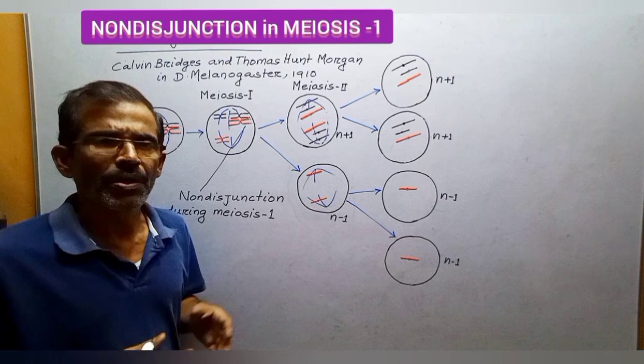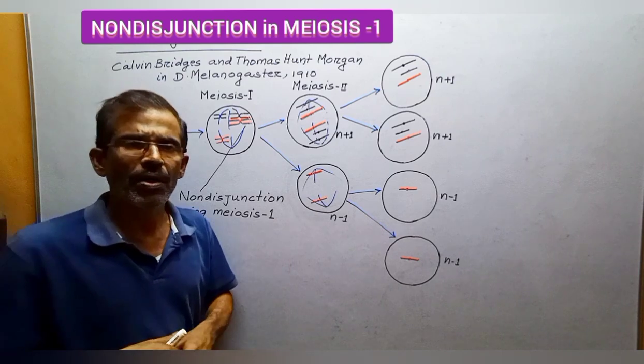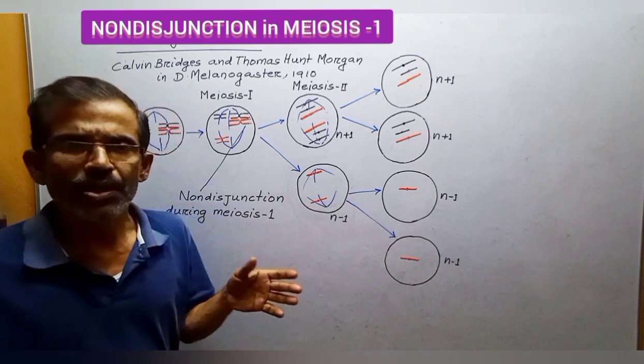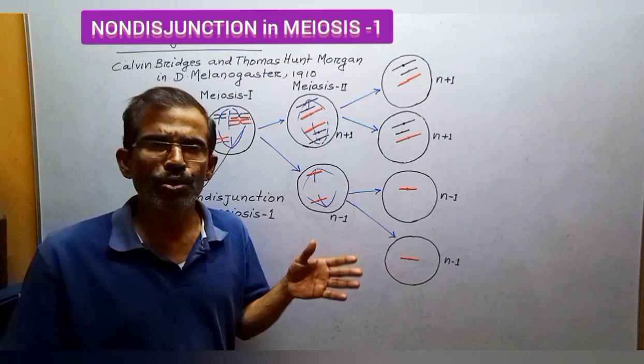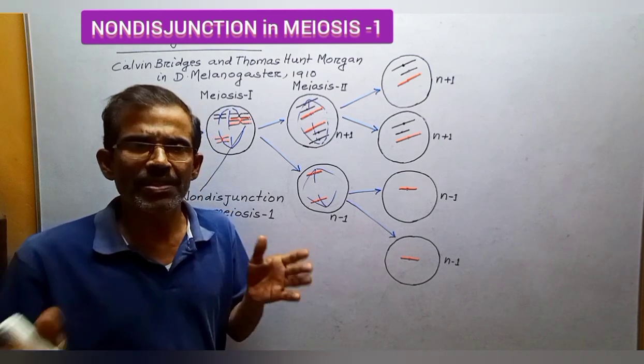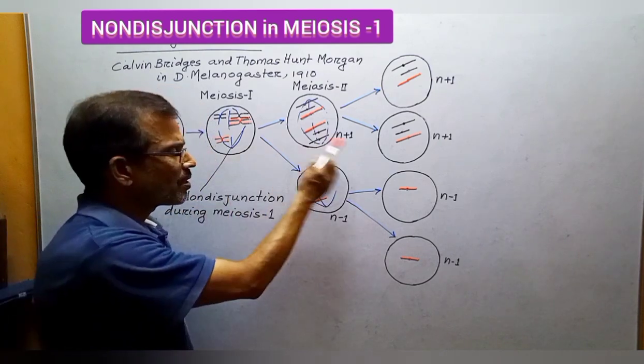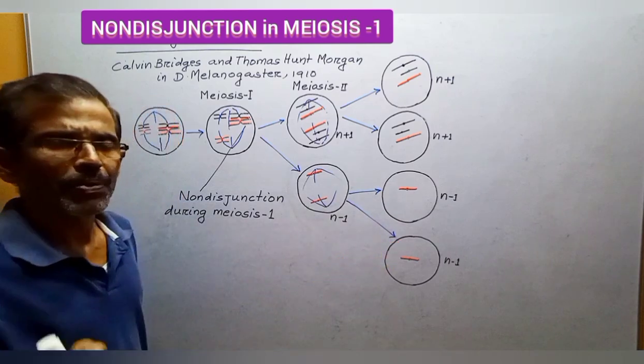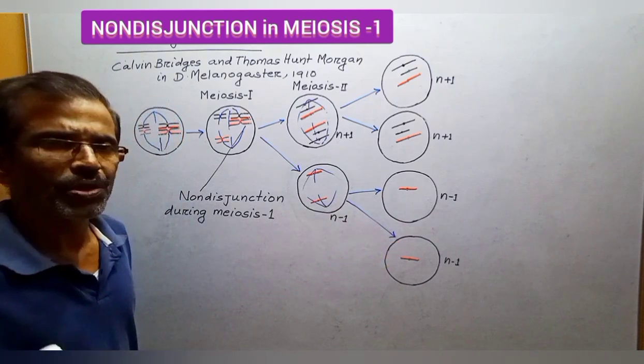In addition, non-disjunction can occur during either meiosis 1 or meiosis 2 with differing results. This figure describes the outcome of non-disjunction in meiosis 1.